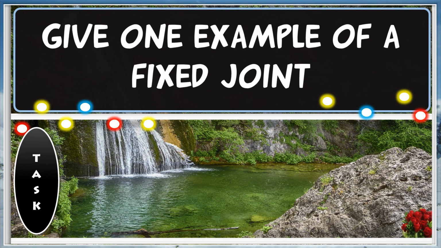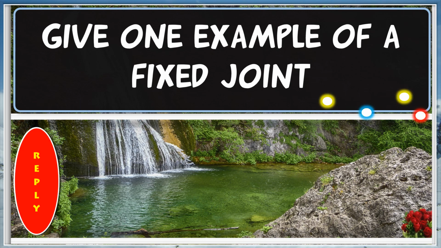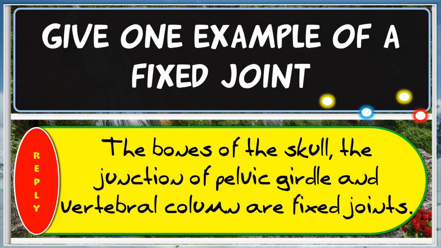Give one example of a fixed joint. The bones of the skull, the junction of the pelvic girdle and vertebral column are fixed joints.